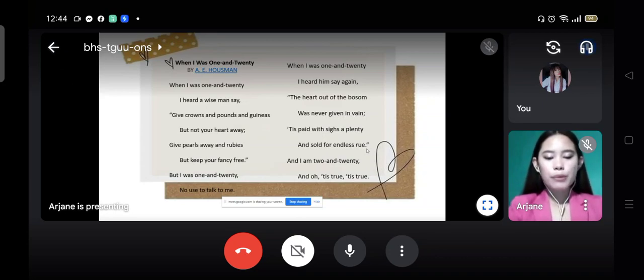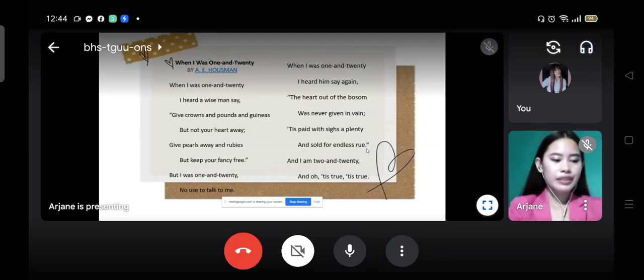The rhyme scheme of this poem, in the first stanza, is A B C B C D A D, in which twenty rhymes with plenty, say rhymes with away, guineas rhymes with rubies, and free rhymes with me. The I persona here is a 21-year-old boy who encountered advice from an old man.